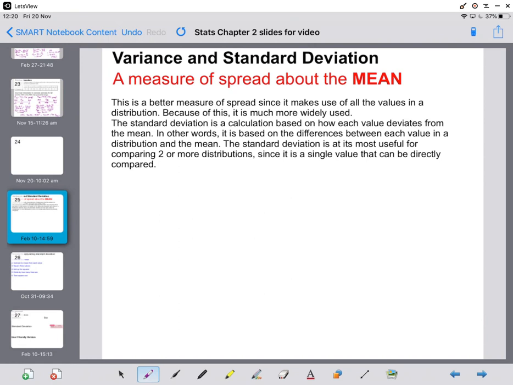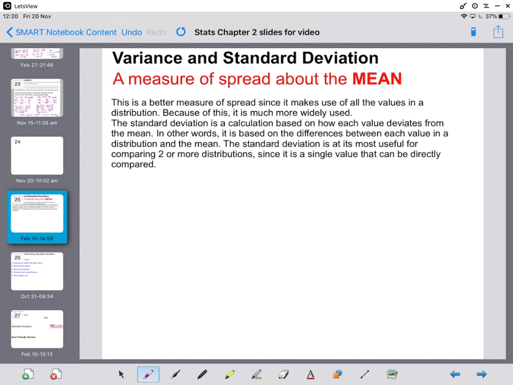It's a calculation based on how the values deviate away from the mean, so it's based on the differences between each value in a distribution and where they lie from the mean. It's at its most useful when we've got two or more separate sets of data, so we can use the value we get for both of them to make a direct comparison.